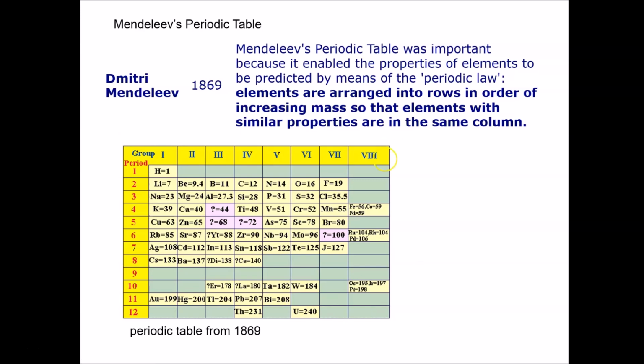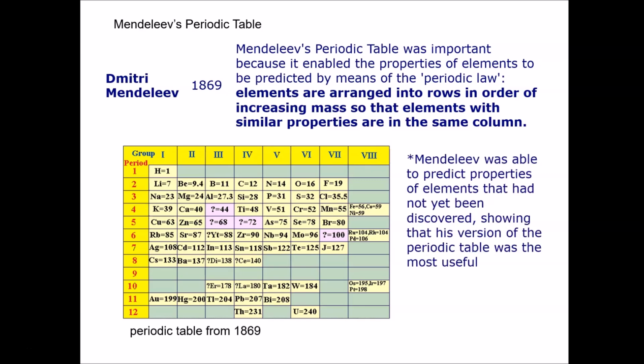And so there's going to be some changes that happen over the next 150 years. Okay? And again, this is the reason why Mendeleev and his periodic table was so important, is because he was able to predict the properties of elements that had not yet been discovered. Right? So his version of the periodic table was the most useful.